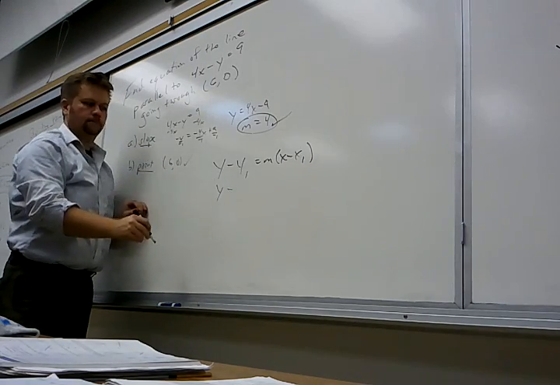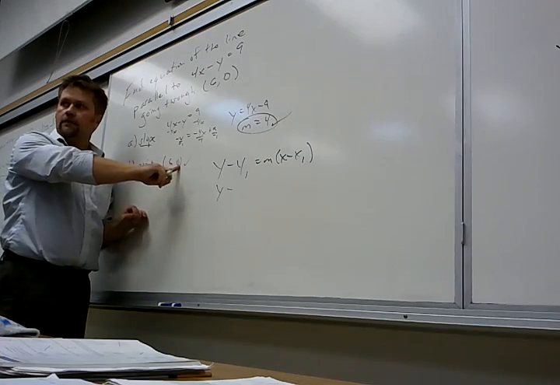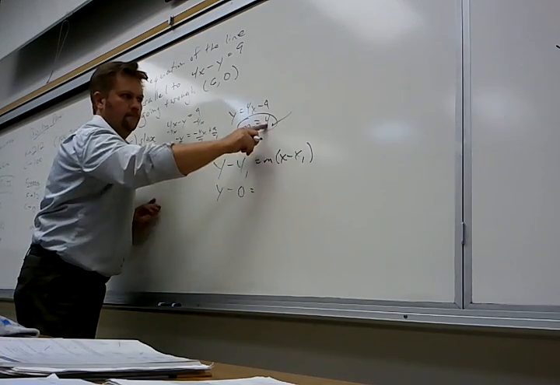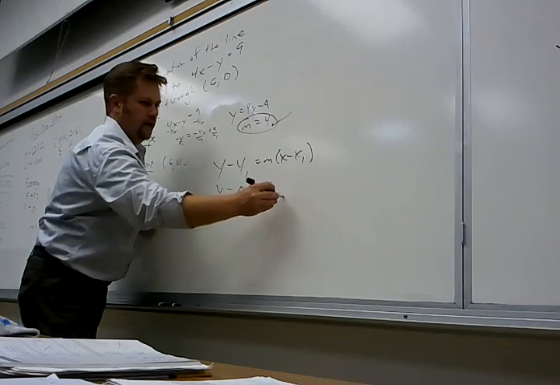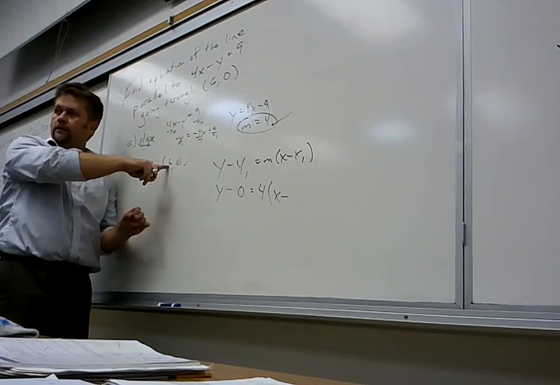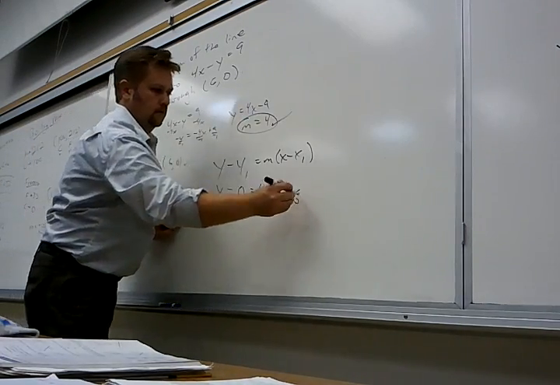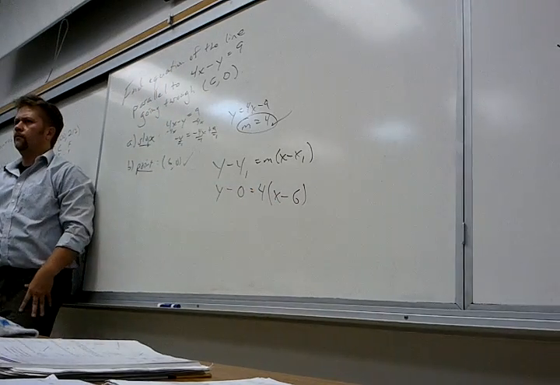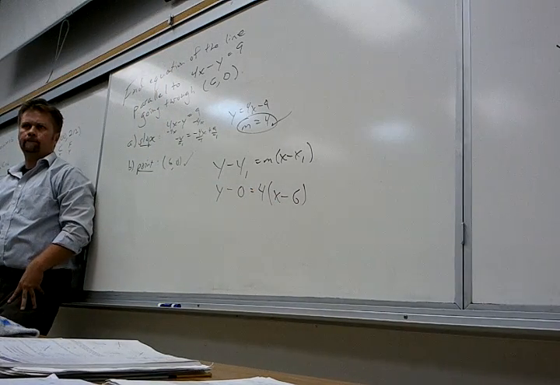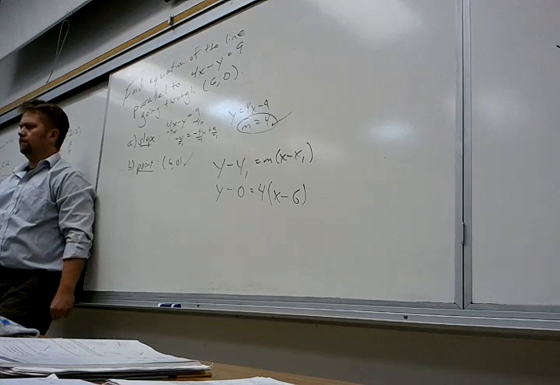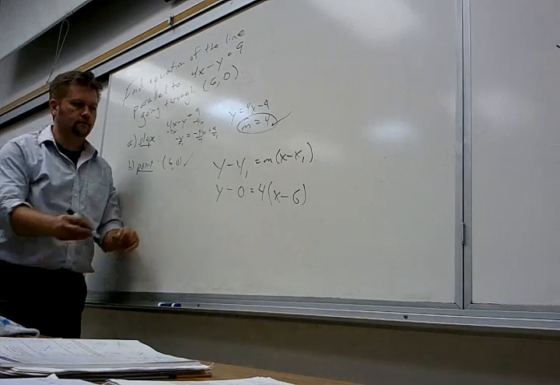So y minus what? 0. The y piece is 0. Equals m, 4. X minus the x piece, 6. And then you just clean it up. Of course, it's really nice on the y side.